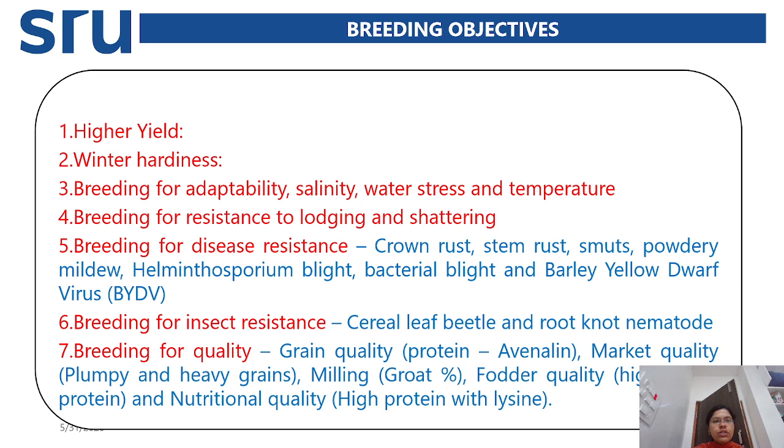breeding objectives of oats crop, that is high yield, winter hardiness, breeding for adaptability, salinity, water stress, and temperature. And next is breeding for resistance to lodging and shattering. And next is breeding for disease resistance, and breeding for insect resistance, and breeding for the quality. So these are the 7 important breeding objectives in case of oats.